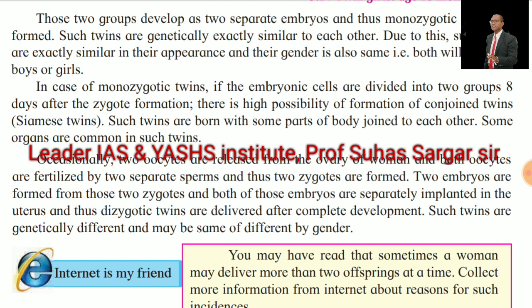In the case of monozygotic twins, if the embryonic cells divide into two groups 8 days after zygote formation, there is a high possibility of formation of conjoined twins, that is, Siamese twins. Such twins are born with some parts of the body joined to each other. Some organs are common in such twins.